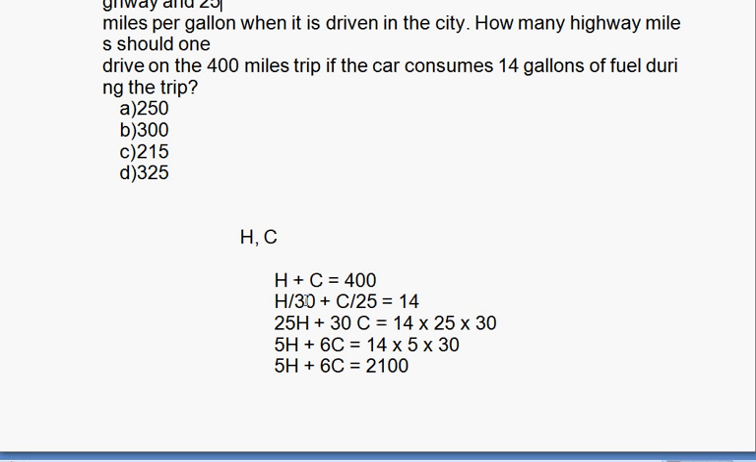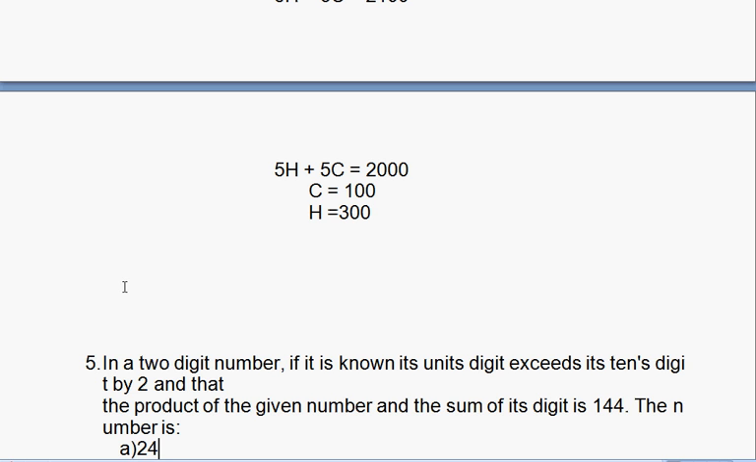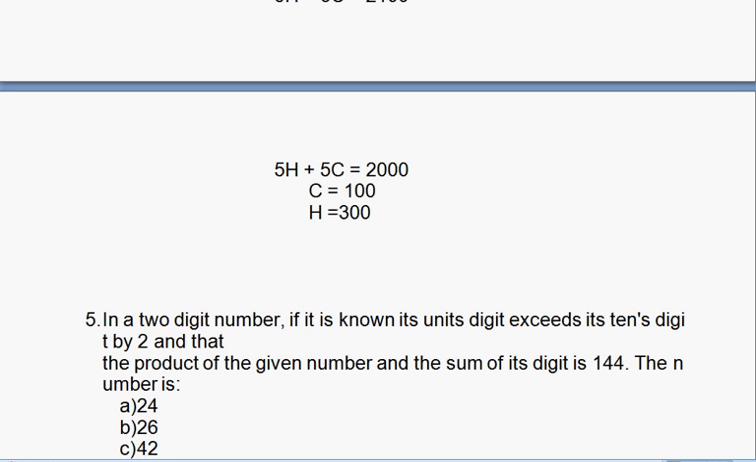The question is, how many highway miles? 300 highway miles. That's the answer. So 300 is our answer. Let's go to question 5.